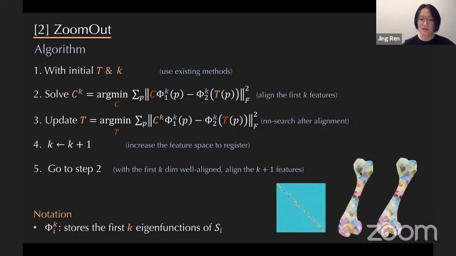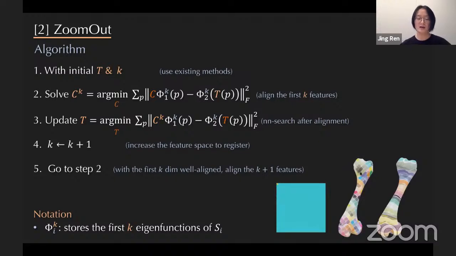We assume that some correspondences are given in the very beginning, and we just start from a really small functional map. This small functional map tries to align the first k eigenfunctions of the two shapes. Once the first k eigenfunctions are properly aligned, we can find the nearest neighbor in the spectral domain to update the point-based map. And then we just increase the feature space, by 1 or by any number you define. So now we include more and more features, and we go back to step 2 again and try to align a larger set of eigenfunctions.